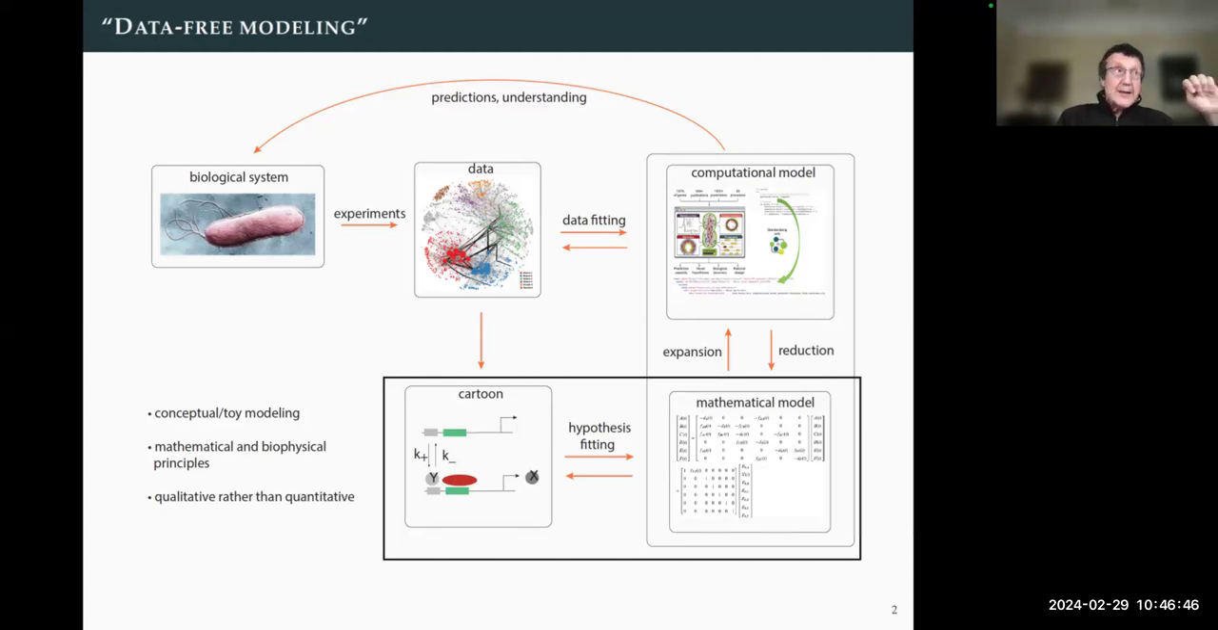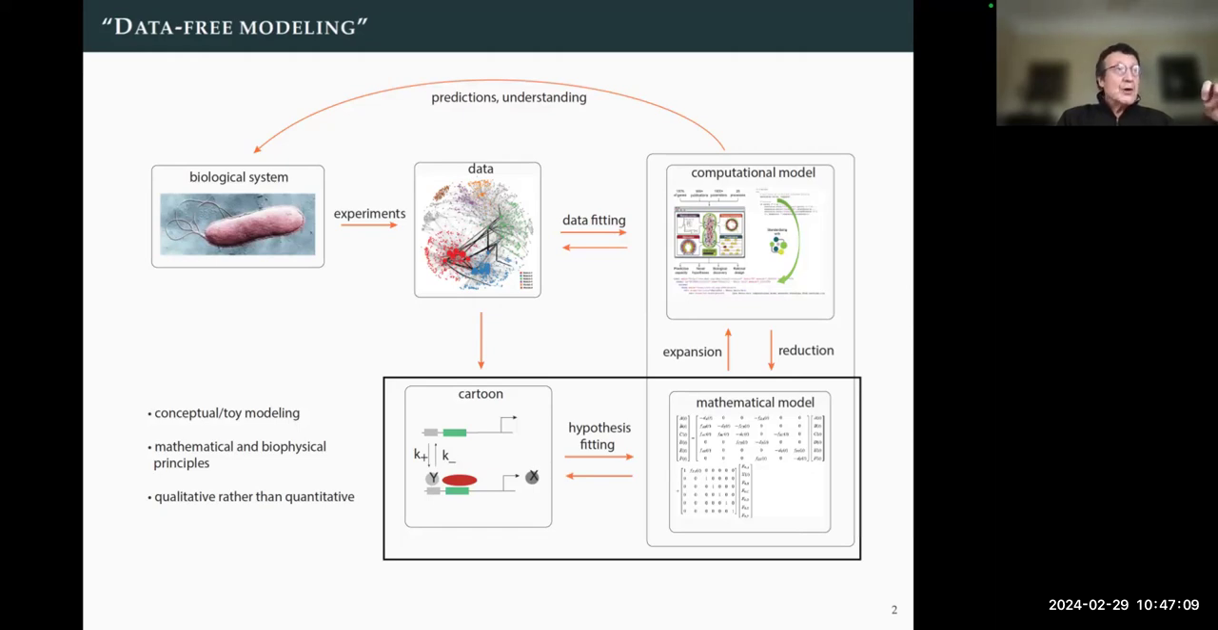So when I say data-free modeling, I mean starting from the cartoons and developing a conceptual toy model, which allows you to test hypotheses and to identify mathematical and biophysical principles that don't only apply to one system, but can be carried over to multiple systems. And so it's more qualitative rather than quantitative modeling. So that's where I'm at.